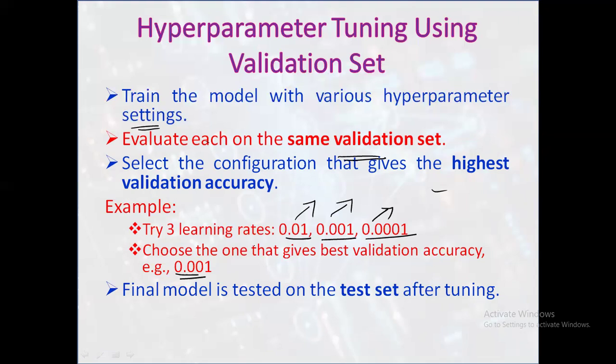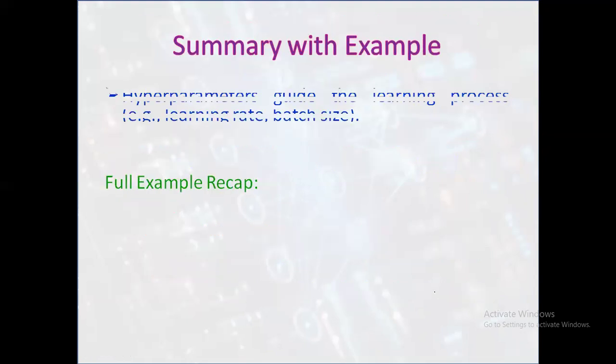Final model is tested on the test set after tuning. Once the model with the best validation performance is finalized, it is evaluated on the test set to measure true generalization ability. This test accuracy gives the most honest estimate of real world performance.